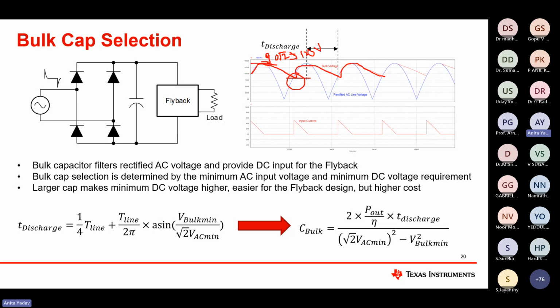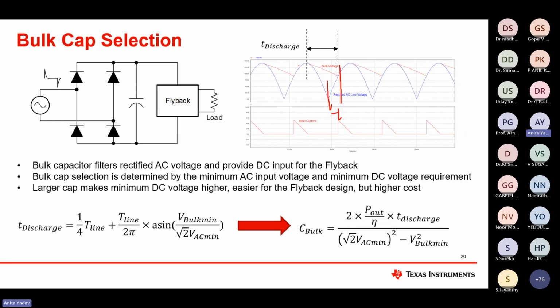Now we have to decide how much delta we want, how much this bulk cap input voltage goes lower. Let's say we go for 50 volt. This 50 volt is called the minimum DC voltage requirement. Minimum AC input voltage is this value, and this value is called the minimum DC voltage requirement. So based upon that, we do the calculations here, just simple math. So let's say from here to here, your time is T.